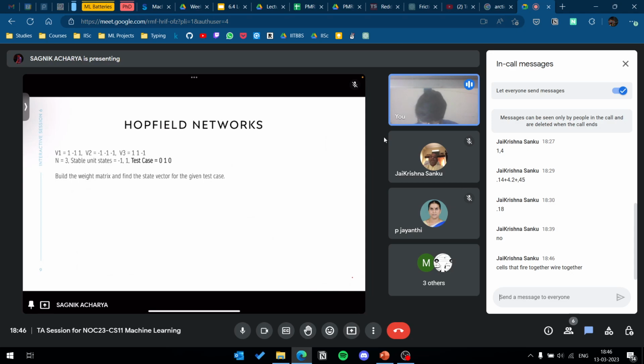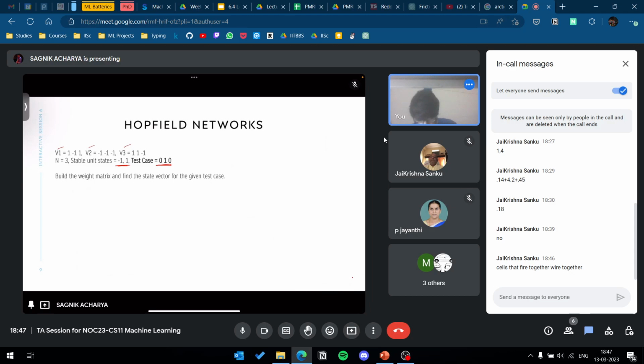We have our three input vectors, right? These three are our three input vectors. The stable unit states are -1 and 1. The test case is 0 1 0, right? We have to build the weight matrix and find the state vector for the given test case, right?